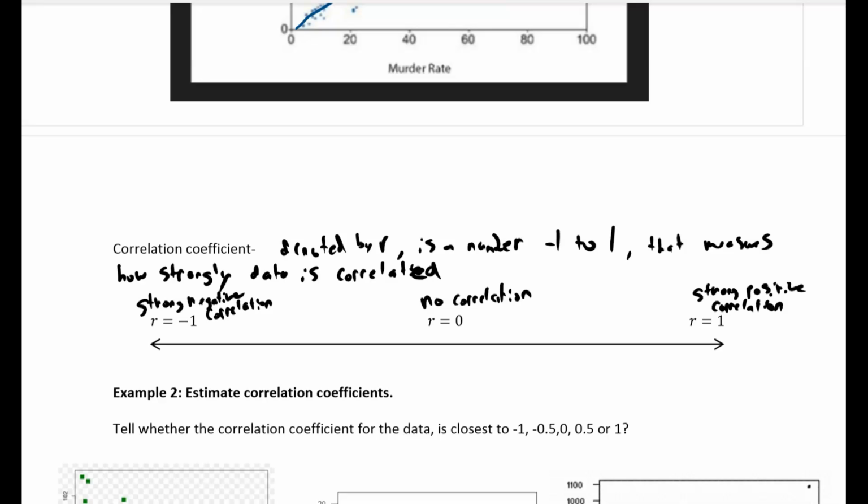Like maybe they generally trend downwards, but they're not in an exact line. The closer you get to -1, the stronger negative correlation it has. If you have a value of -0.5, you would say it has weak negative correlation. If it has a positive 0.5, you'd say it has weak positive correlation. So the further you get to that 1 value or negative 1 value indicates how strong the positive or negative correlation is.